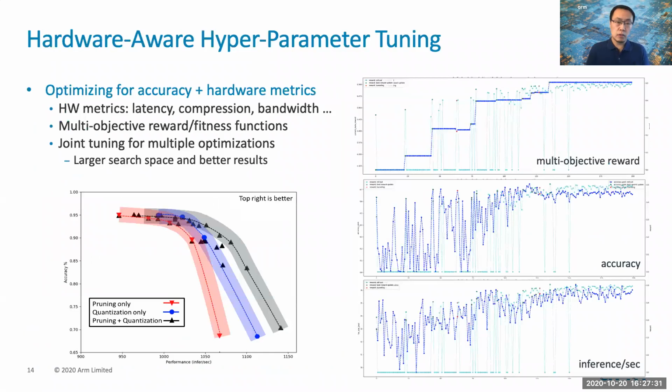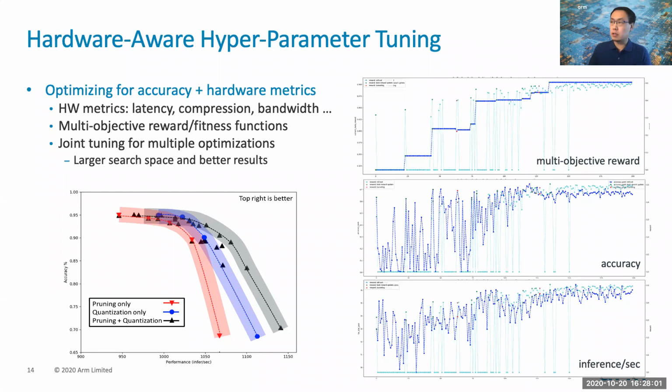Okay, so like I said, we also want to push the boundary further to directly include the hardware awareness into the hyperparameter tuning, which means now we're going to optimize for two objectives. The first one is, of course, the accuracy, and the second one will be some form of hardware metrics. Here it could be latency, compression, bandwidth, and so on. And naturally, we need to evolve our reward function from single objective to multi-objective.